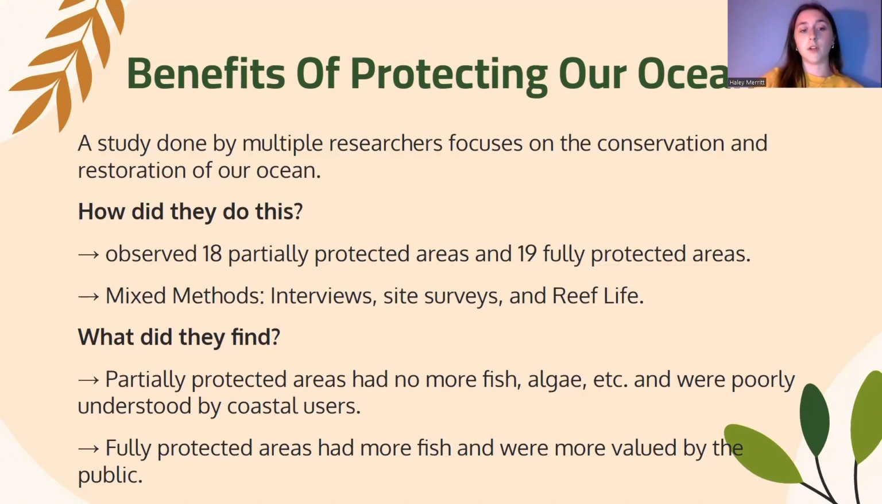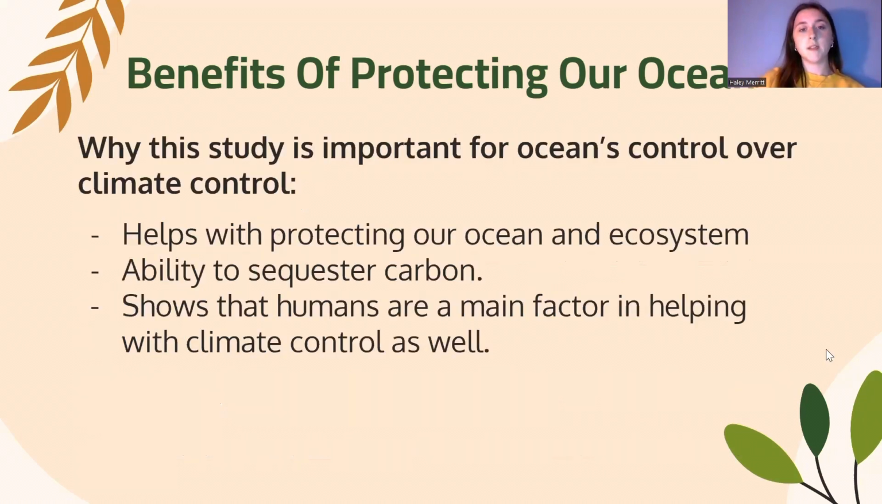So what they found is that partially protected areas had no more fish, algae, or others, and were poorly understood by coastal users. However, fully protected areas had more fish and were more valued by the public. So why that study is really important to understand ocean's control over climate control is that it helps with protecting our ocean ecosystem, and it shows that there's ability to sequester carbon, which is just to keep the carbon hidden. And then it also shows that humans are also a main factor in helping with climate control.